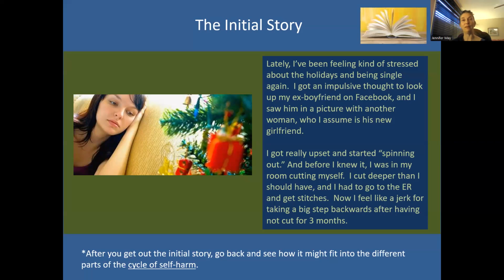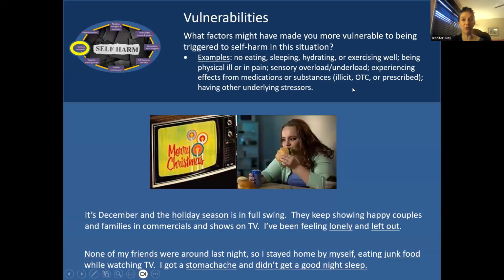All right, so that might be the initial story that you tell yourself or you tell your therapist. And now we're going to go into more detail and break it down and see how this story fits into those self-harm cycle categories. So we're looking at vulnerabilities. The vulnerability is the time of year, the context.